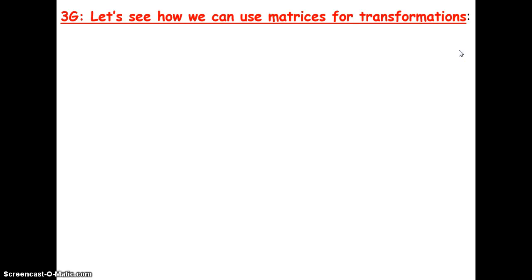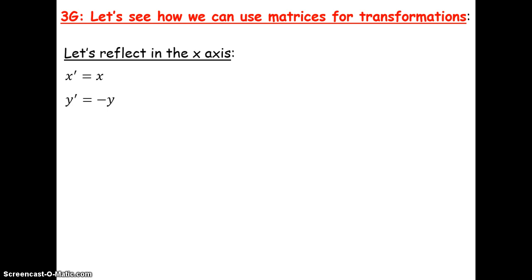Guys, we're now looking at exercise 3G and we're going to use matrices in order to do transformations. We need to know how to reflect in the x-axis, and when we do that, it means that x image is the same as x, whereas y image becomes negative y. Remember that when we reflect, it's the opposite x or y that gets changed to the negative. So we're reflecting the x-axis, meaning we affect the y. So y image becomes negative y.